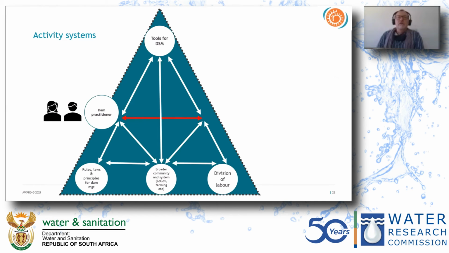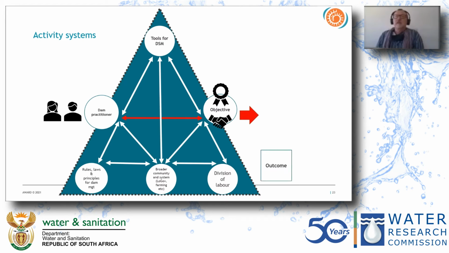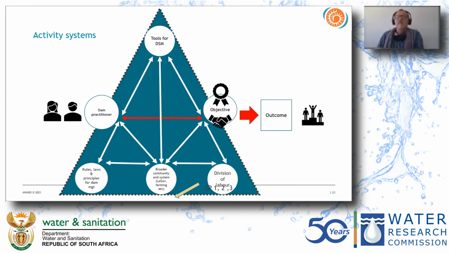You essentially start out with a particular practitioner, in this case a dam practitioner, and try to move them along the red line to an objective, which is managing siltation or sedimentation. And then, of course, that should lead to an outcome, which is improved water security or dam functioning. And it's a systemic approach in the sense that it requires the integration of tools, rules, laws, the community, and a division of labor with other departments.